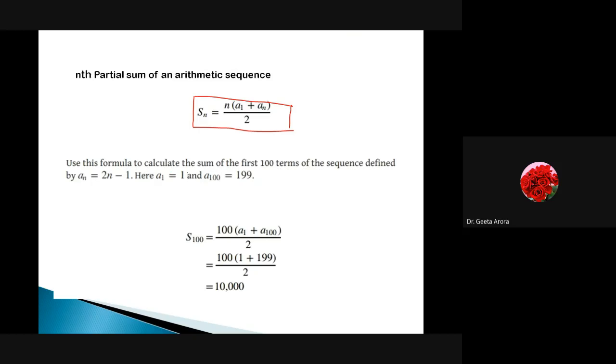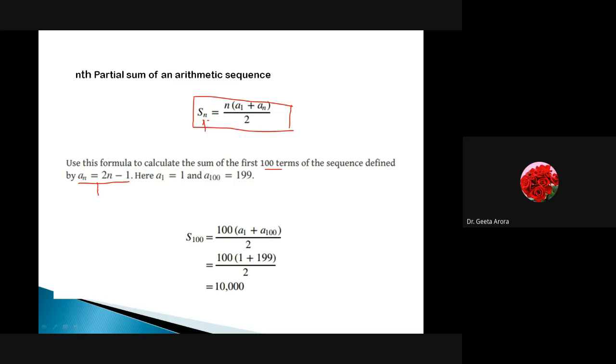So here we have to calculate the sum of the first 100 terms of the sequence defined by an is equal to 2n minus 1. This is an example: if this is the formula and we have to calculate the sum of the first 100 terms, we are looking for S100. Here n is 100, so we need the first term and the 100th term, and the sum is to be divided by 2.